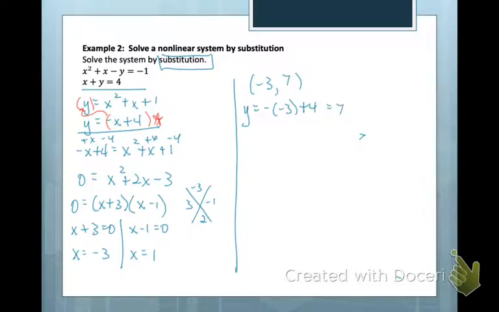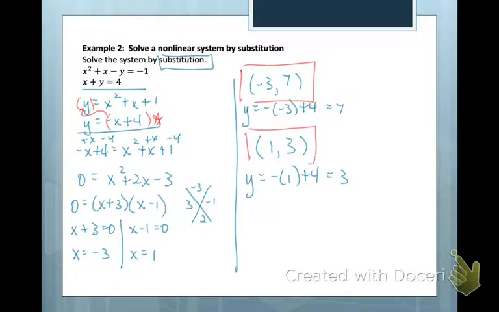So y equals the negative of negative 3 plus 4, which gives us 3 plus 4, or 7. So that is our first point of intersection. And now let's find our second point of intersection. So we plug in 1 for x, and we get negative 1 plus 4, or 3. So this system has 2 points of intersection, 2 solutions, 2 real solutions.